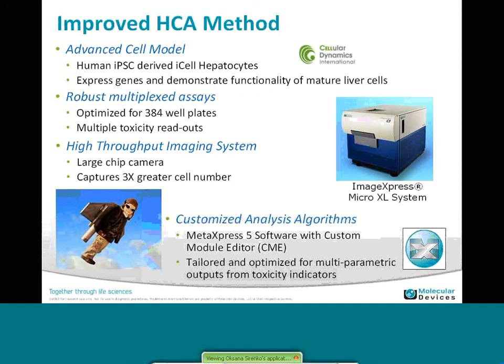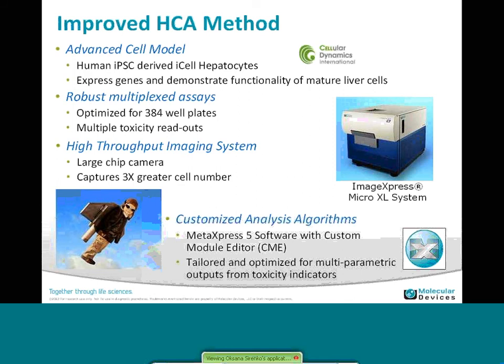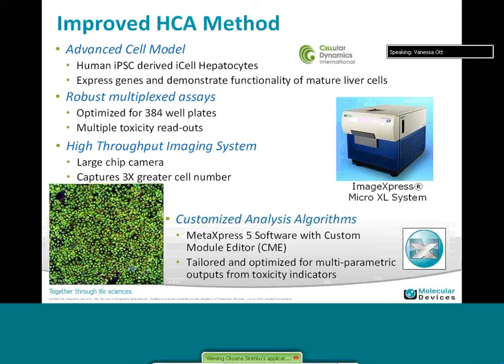We are working on further development of high-content methods for hepatotoxicity applications, and we've been using an advanced cell model, stem cell-derived hepatocytes, which demonstrate functionality of mature liver cells. We also developed a robust multiplexed assay, which has been optimized for 384-well format and includes multiple toxicity readouts. We took advantage of a high-throughput imaging system, which has a large chip camera, which allows us to capture 3 times greater cell number than a regular camera, which greatly improves throughput and also statistical analysis.